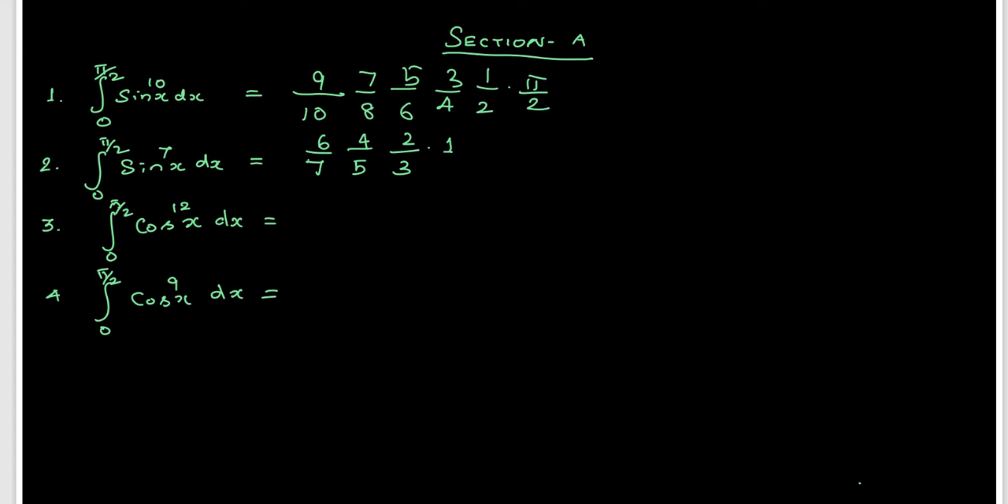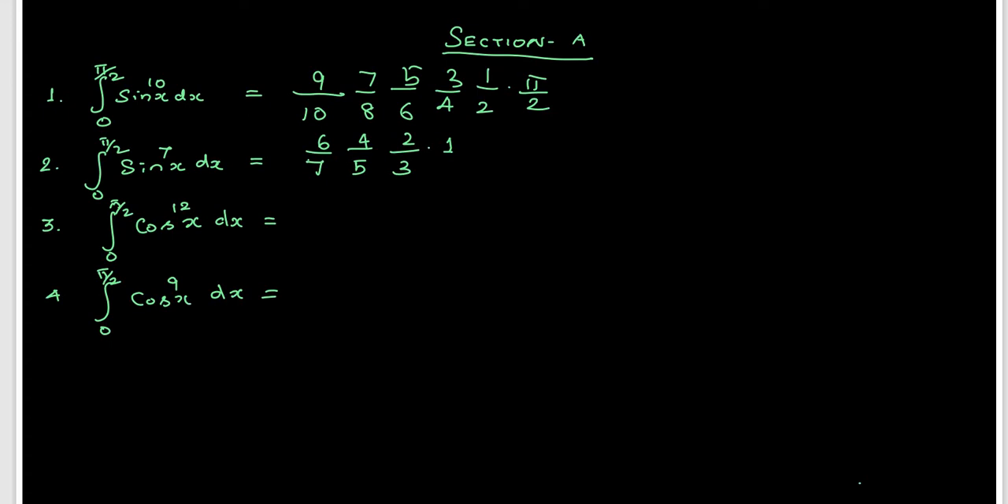Whatever you have in the index, put it in the denominator, and then keep on reducing: 7, 6, like a countdown. 7, 6, 5, 4, 3, 2. Once 2 by 3 comes, the next one should be 1. And here 10, 9, 8, 7, 6, 5, 4, 3, 2, 1. Once half comes, the next one should be pi by 2.